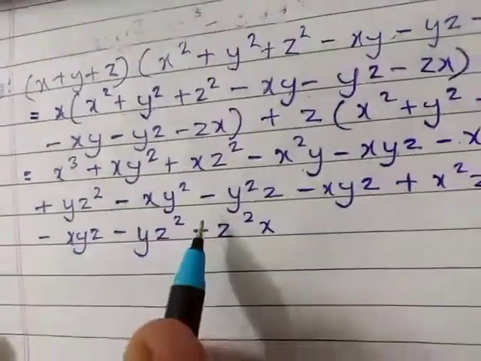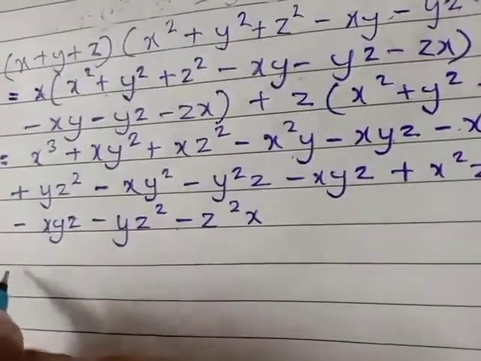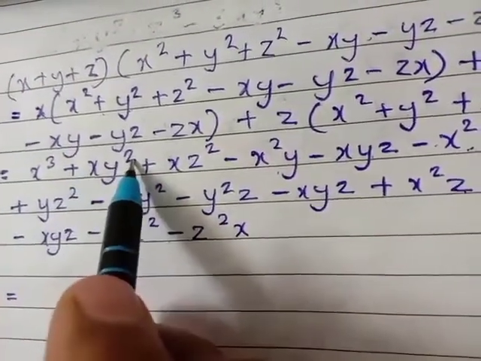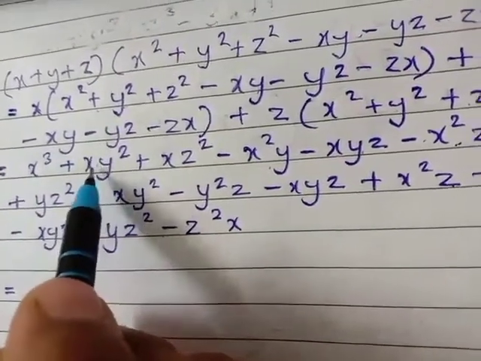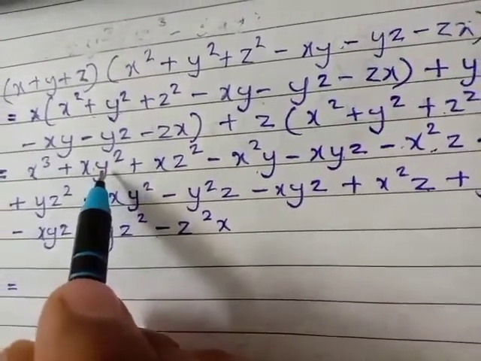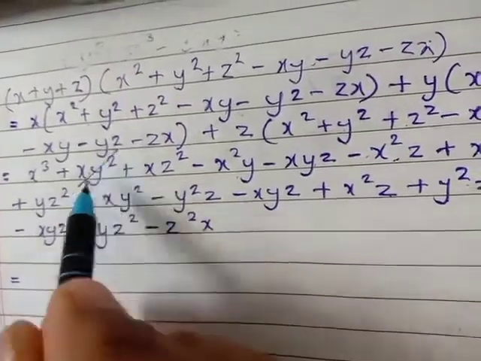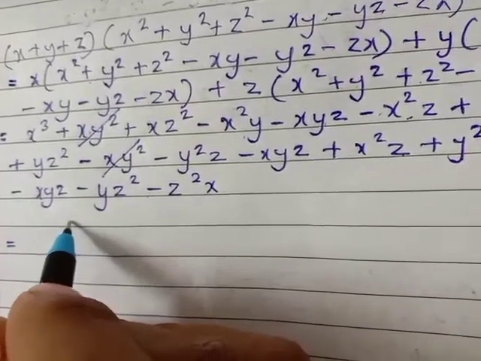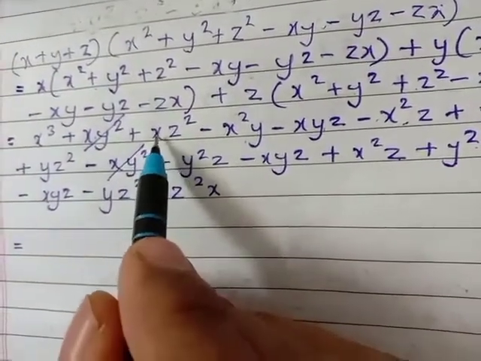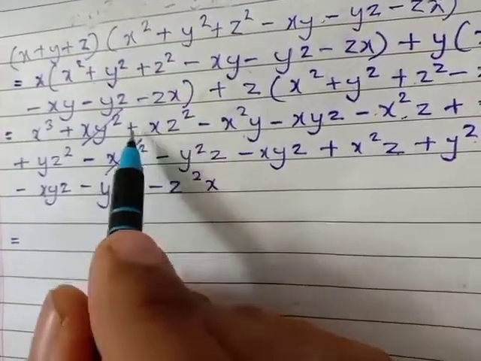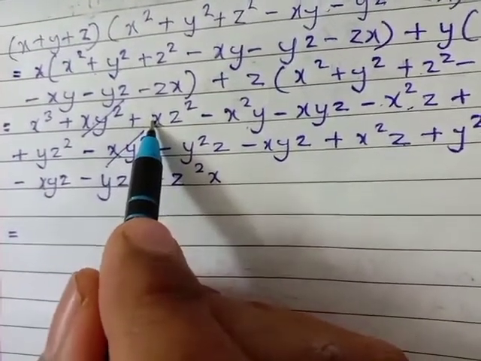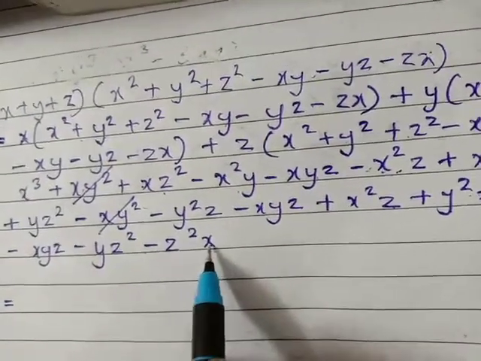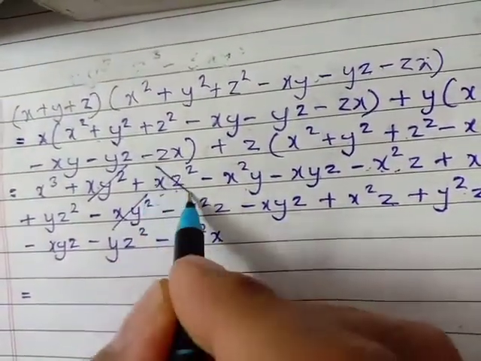So now on simplifying, what we will get? Now see here, xy square, this is plus xy square. So this plus xy square minus xy square get cut. Now second one is xz square, this is plus xz square, and this is minus xz square, so this will also get cut.